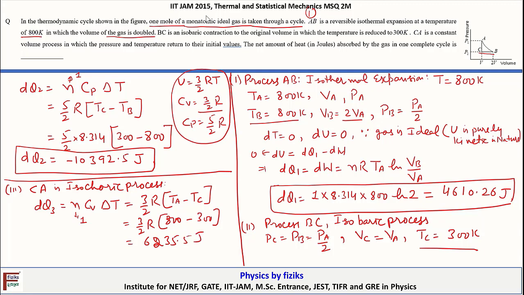If you substitute these values, we obtain 6235.5 joule. Now the net heat exchange during a complete cycle will be delta Q, which is equal to dQ1 plus dQ2 plus dQ3. If you add all these quantities, you will obtain a value of 453.26 joule. So this is our answer. Our answer is 453.26 joule.